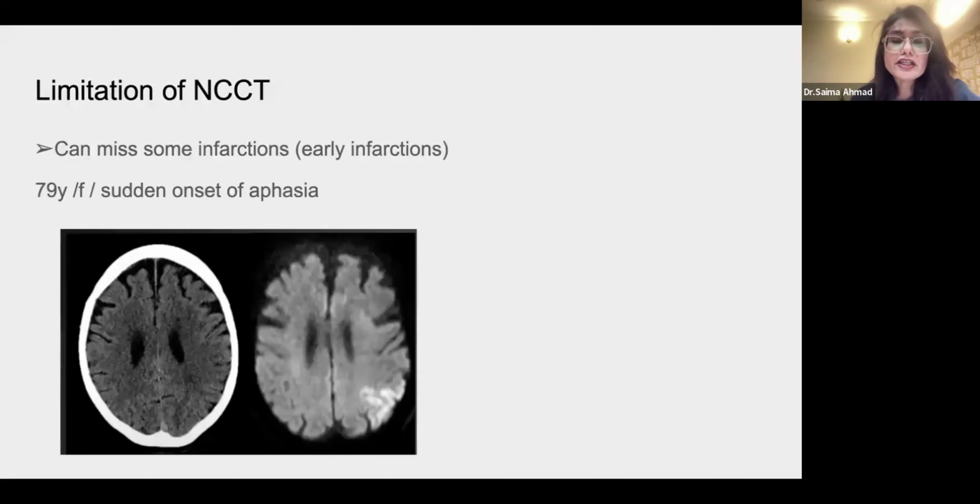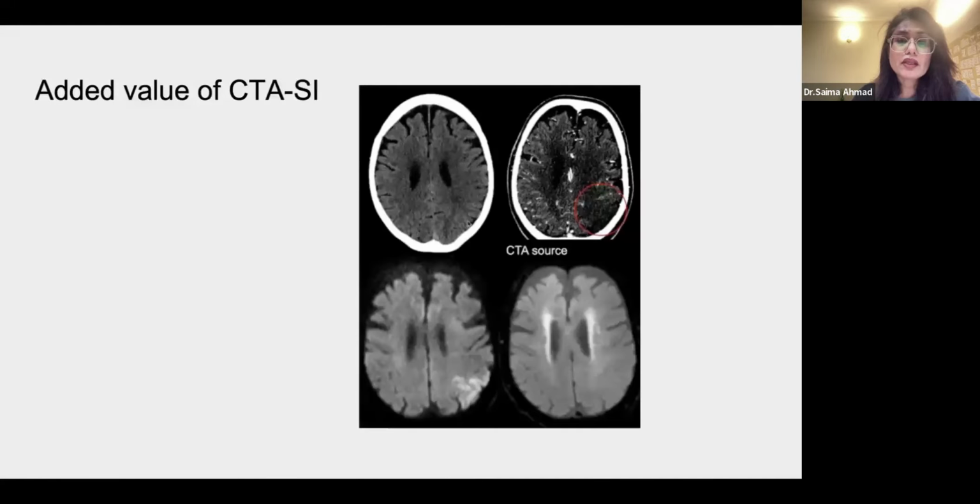There are certain limitations of the non-contrast CT. We can miss some of the infarctions, which are the early infarctions. For example, in this case, you can see a 79-year-old female presented in the emergency department with sudden onset of aphasia. And you can see that there is no change in the CT. The insular ribbon sign is not present, and there is no hypoattenuation at the gray and white matter junction. However, when the DWI was performed, you can see that there is a restricted diffusion in the left parietal lobe.